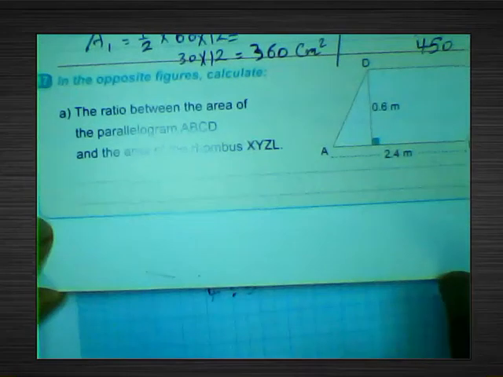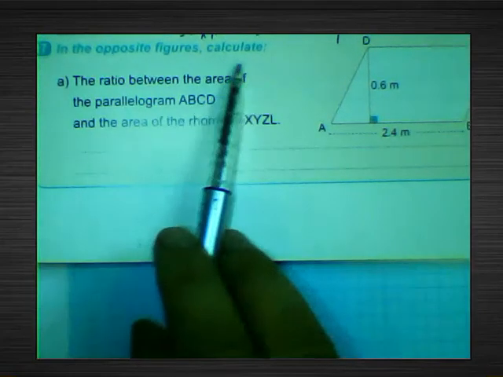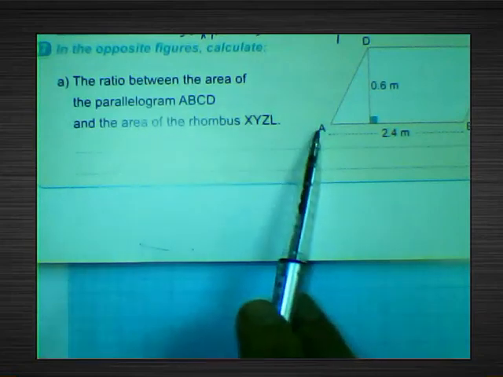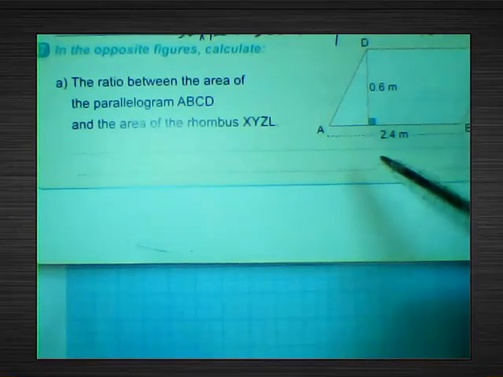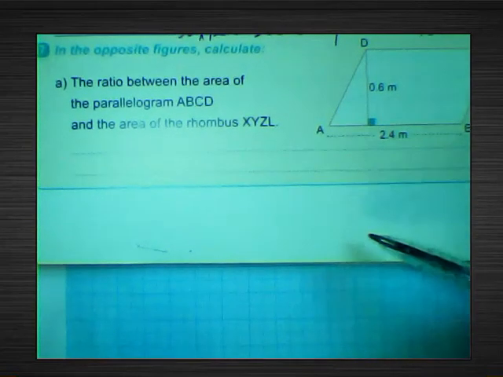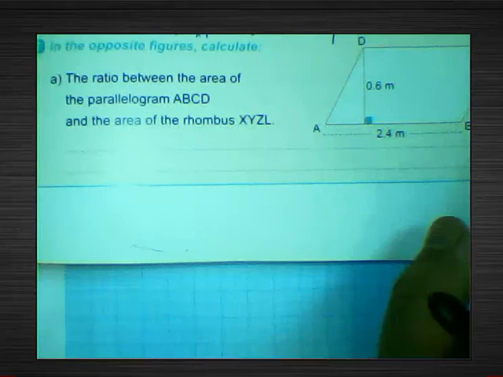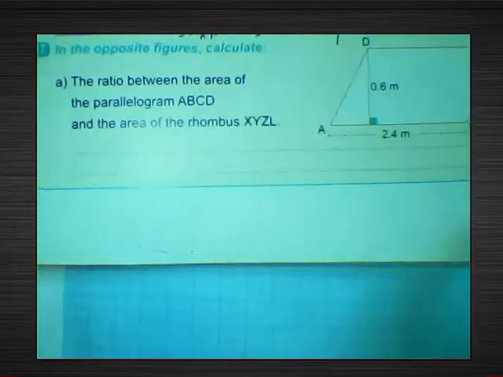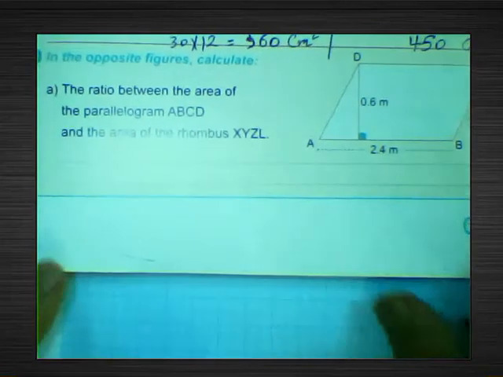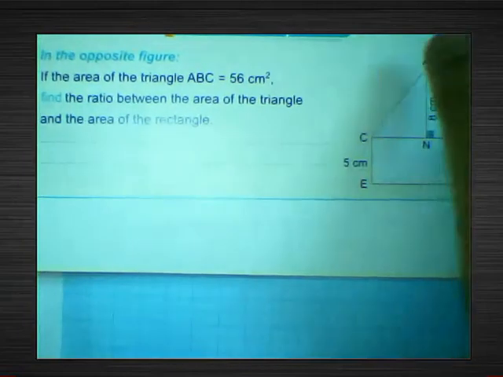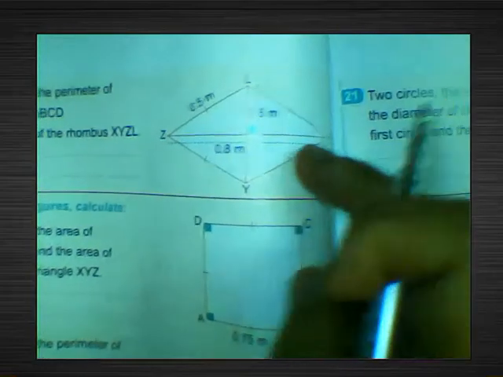Look at the opposite figure. In the opposite figures, calculate the ratio between the area of parallelogram ABCD and the area of rhombus XYZL. Where is rhombus XYZL? It was here. Another page. Okay. I will find here the area of the parallelogram and we will flip this page to find the area of the rhombus. Rhombus here. Look at this, it's a rhombus.